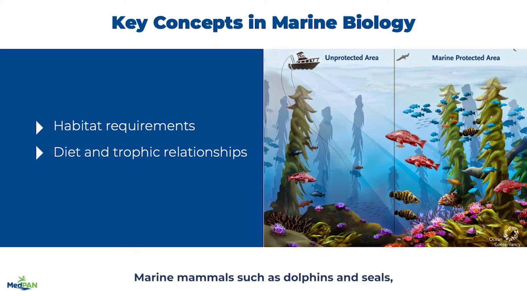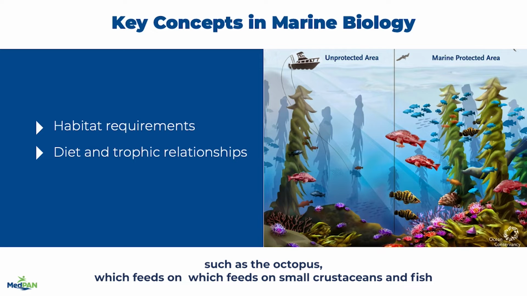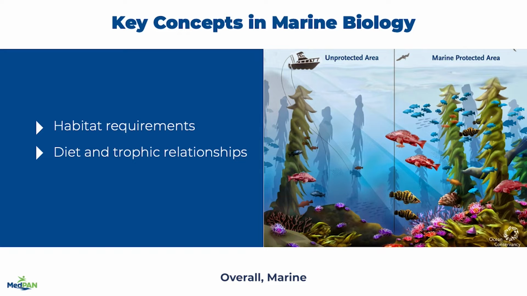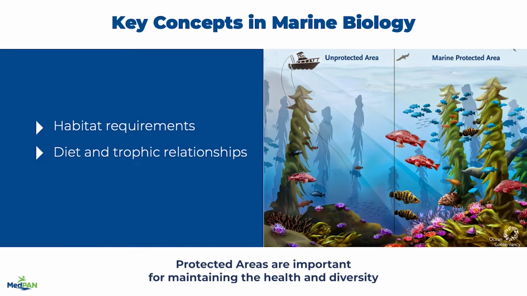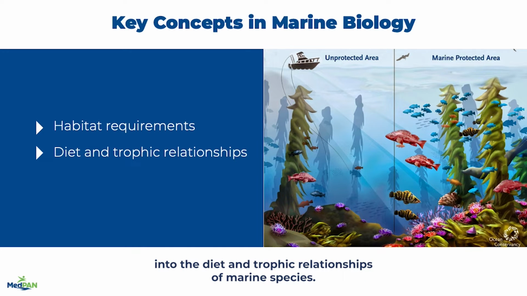Marine mammals such as dolphins and seals may feed on fish, squids, and crustaceans. Additionally, some species may have important ecological roles as both predators and prey, such as the octopus, which feeds on small crustaceans and fish, but is also preyed upon by larger fish and marine mammals. Overall, marine protected areas are important for maintaining the health and diversity of marine ecosystems and can provide important insights into the diet and trophic relationships of marine species.